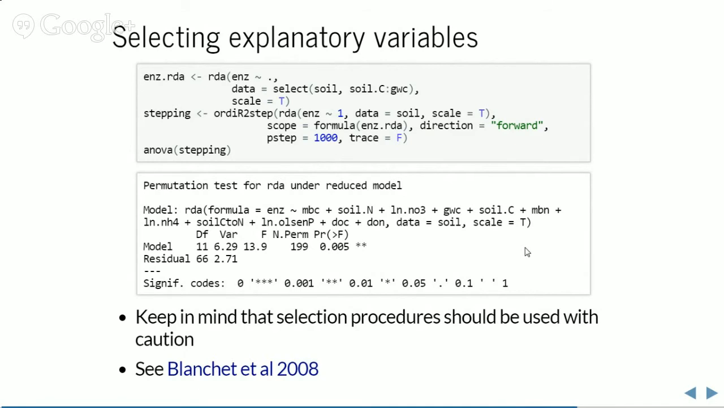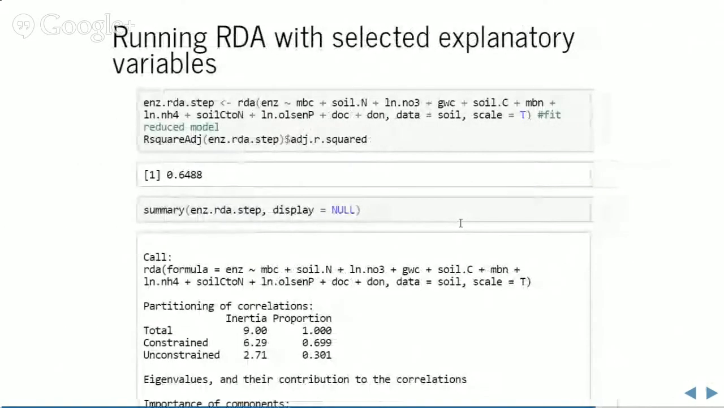So now we'll take these variables and run the actual redundancy analysis that we're interested in. Now I am just putting in the variables that were left after that forward selection procedure and fitting this model. And then we'll take a look at some of the results of that.